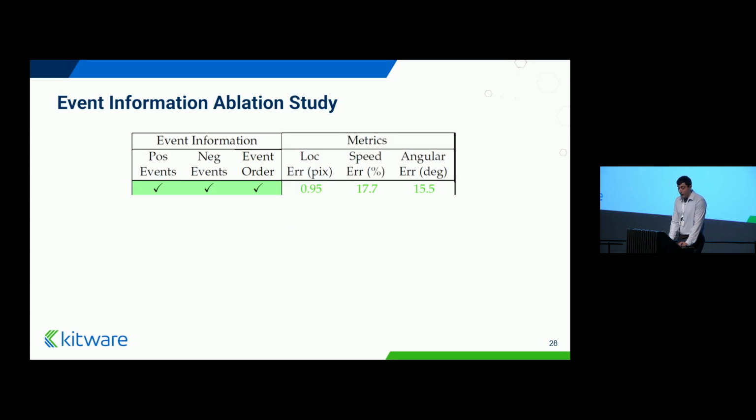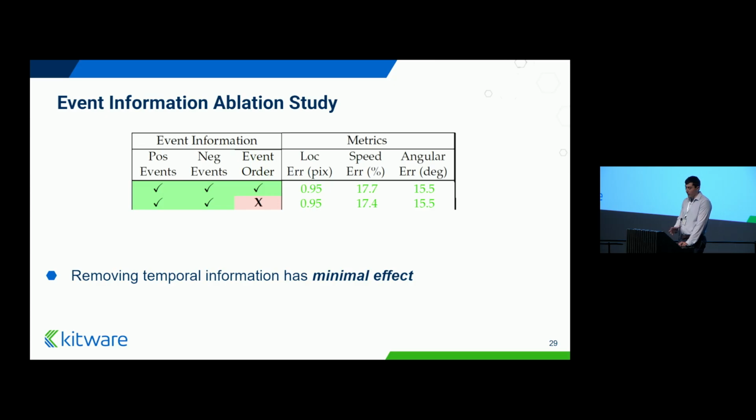With our LSTM, we can also perform an ablation study where we retrain the network with different information to see how the error metrics change. So when we remove the event order or remove the timestamp information, we notice that we have minimal effect on our resulting test metrics. And this agrees with our initial hypothesis and CRB analysis that this temporal information has very minimal effect in these 5 millisecond time batches.